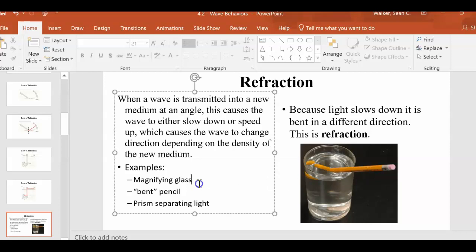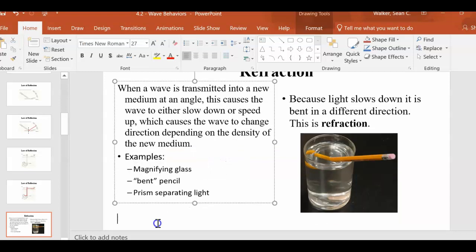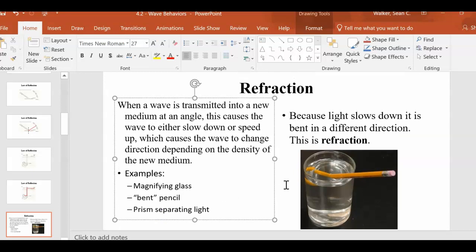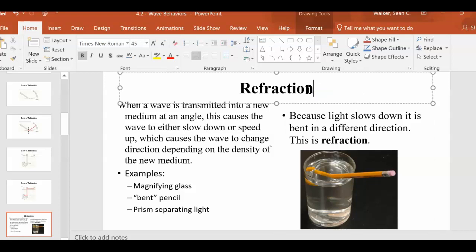Magnifying glasses use refraction to bend the light to focus the light rays. Your eyeglasses or a microscope all use refraction to bend the light to better be able to see things. If you've ever played with a prism and made a rainbow, a prism uses refraction. If you shine a light into a prism, the light bends and different colors bend at different rates, and that produces a rainbow. And actually that's how rainbows appear in the sky.